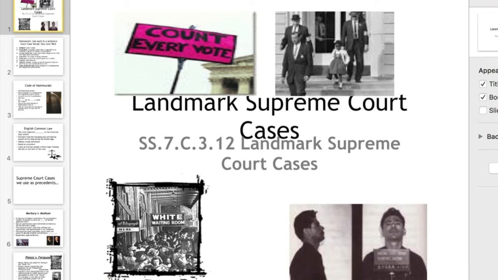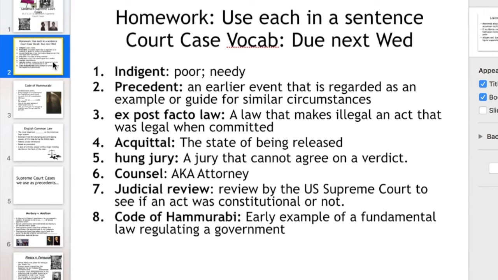Hello everyone, today we will be discussing landmark Supreme Court cases. This is the vocabulary that we will be discussing today. Indigent is somebody who is poor or needy. Precedent is an earlier event that is regarded as an example or guide for similar circumstances.